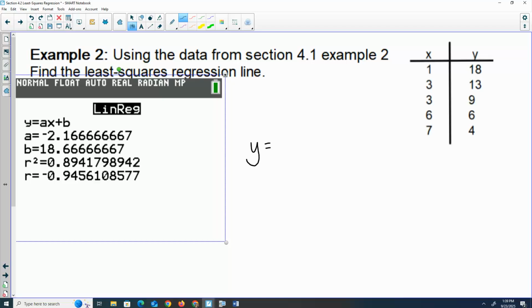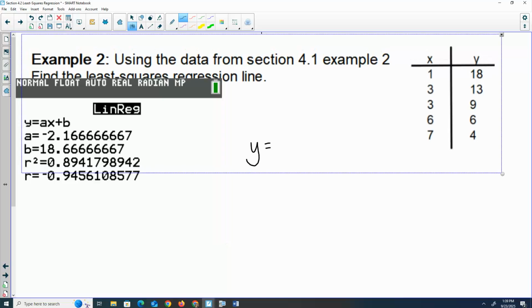So the a represents our slope: -2.1667 x plus our y-intercept, which is our b, 18.6667.